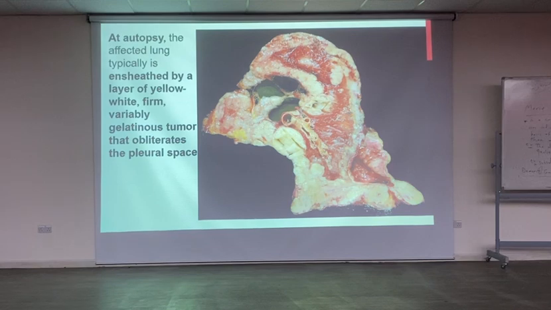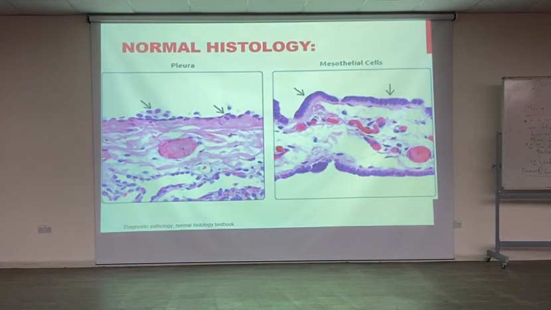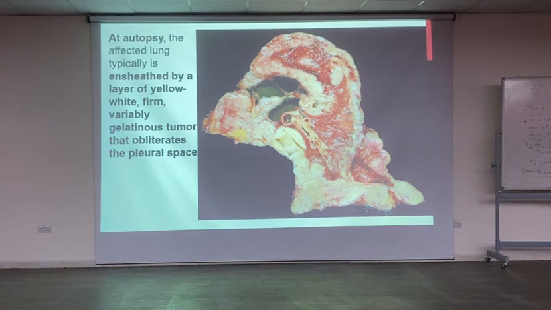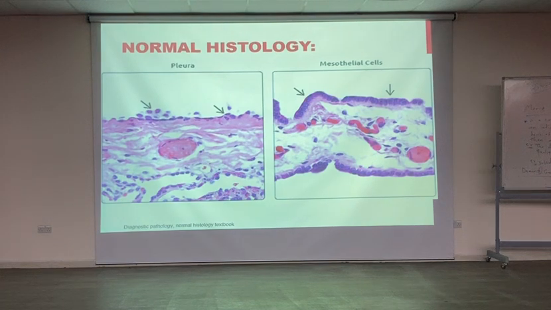So this figure shows you the gross appearance of mesothelioma, where you have a tumor that ensheathes the affected lung by a layer of yellow-white firm and variably gelatinous tumor that will cause obliteration of the pleural surface. Just to remind you with the normal histology of the mesothelial cells, the mesothelial cells are biphasic. They may grow like columnar or cuboidal cells or even flattened cells lining the surface of the pleura, pericardium and peritoneal cavity, and also they develop this fibrous layer just beneath the epithelium. So this is reflected also in mesothelioma.